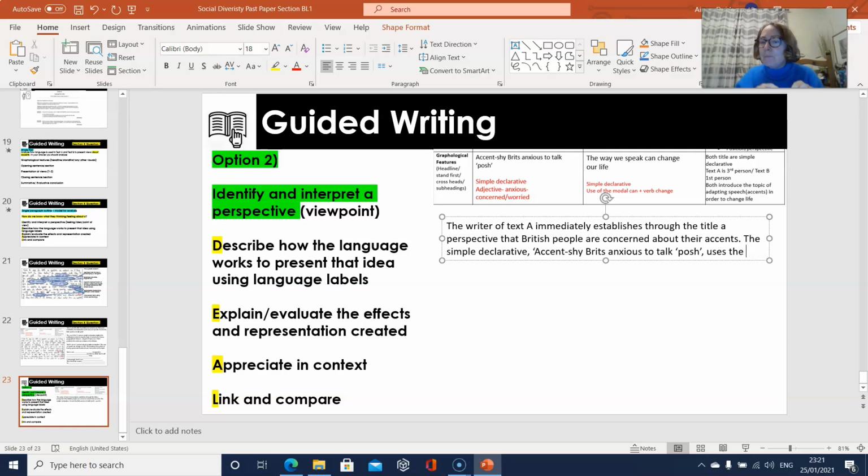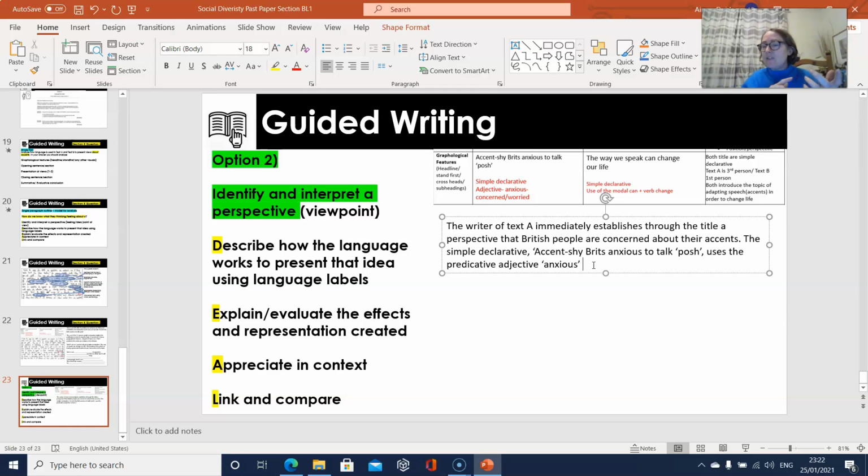Now, Brits anxious to talk posh are anxious. Now, actually, anxious is coming after the noun that they're describing. So that puts it in the predicative position. So uses the predicative adjective, anxious. So can you see how for that description, we've gone from simple declarative, we've said predicative adjective. So we're getting levels of labeling in, okay? We've got declaratives, we've got anxious. So now we're thinking about that explanation, representation, and the effect.